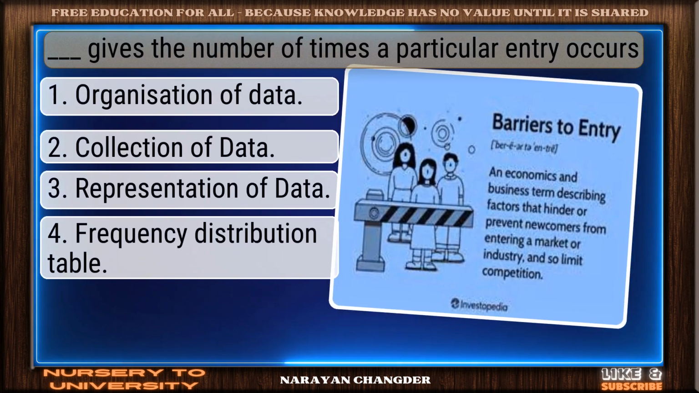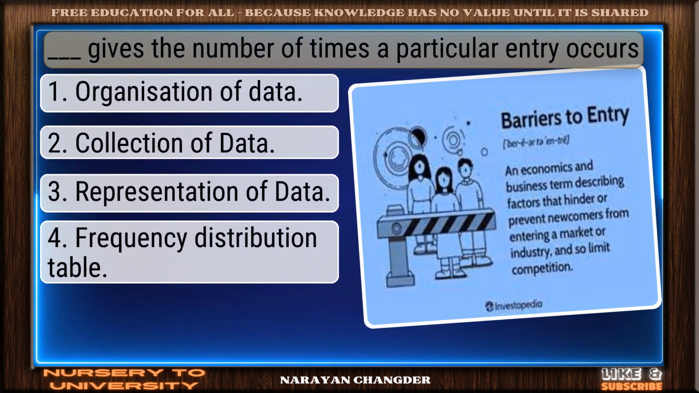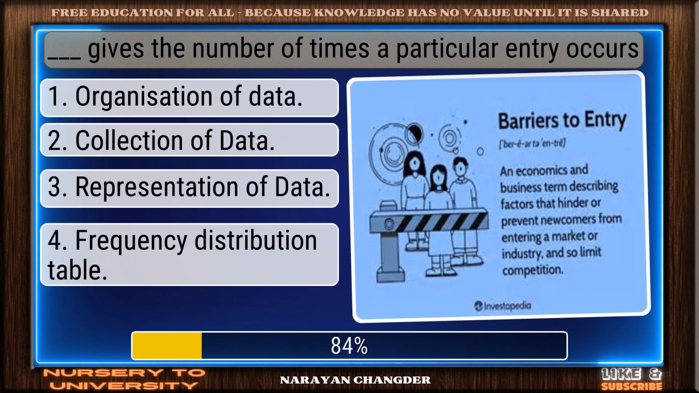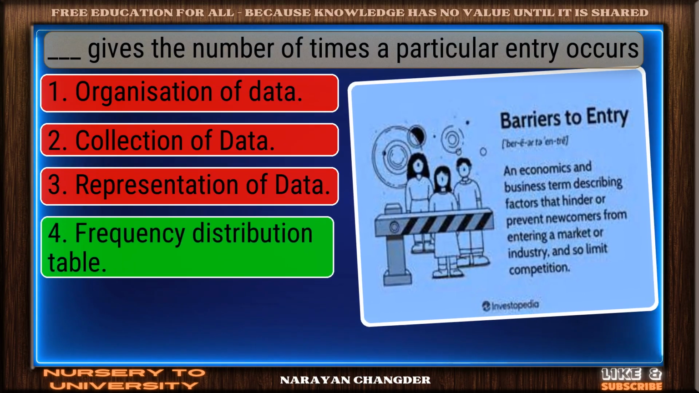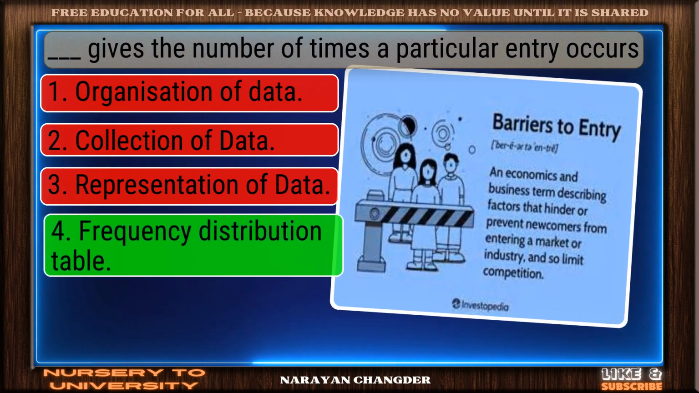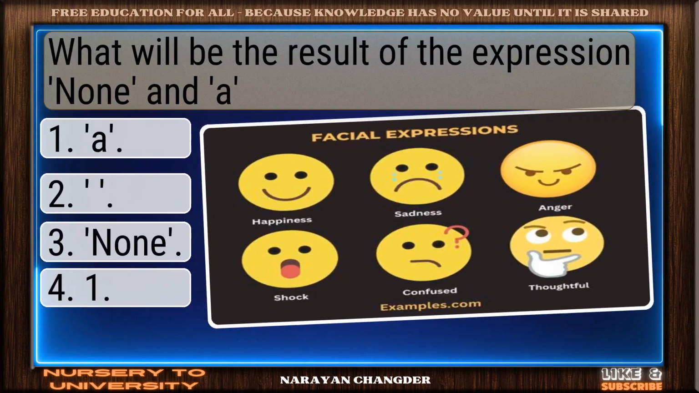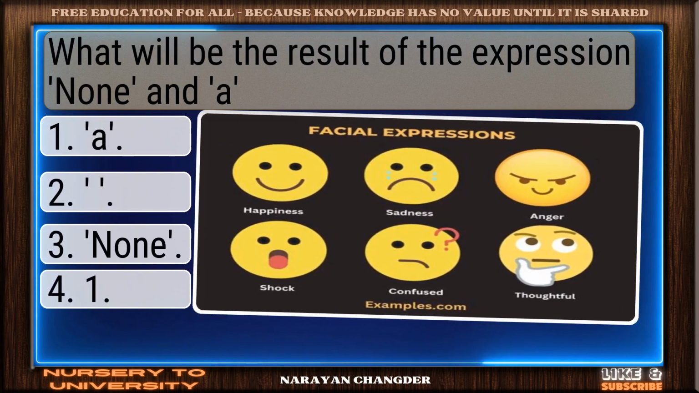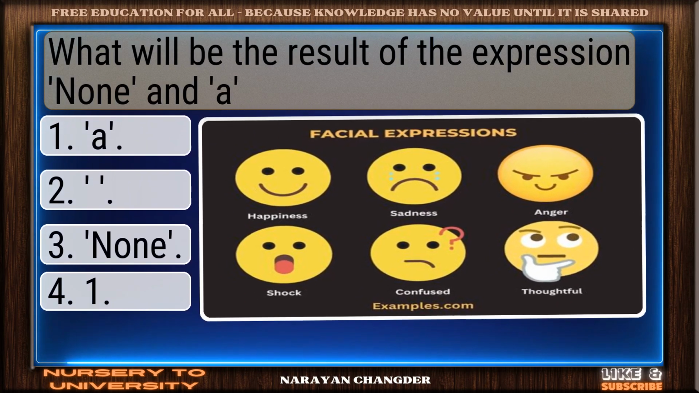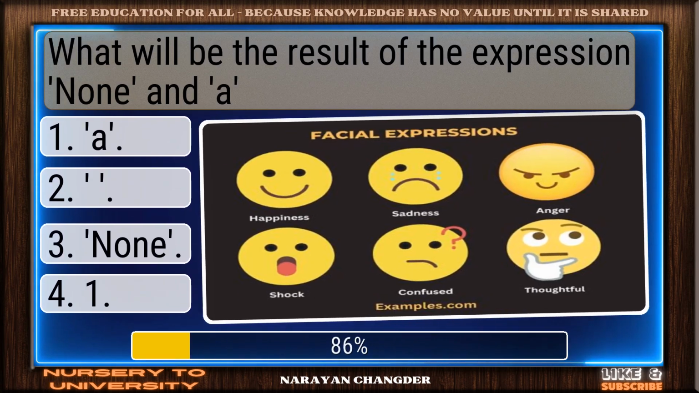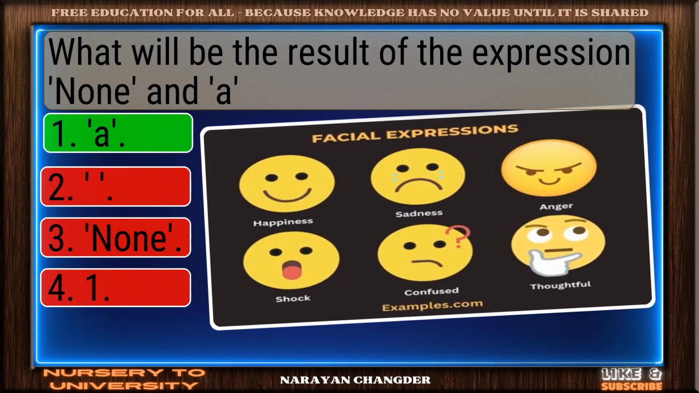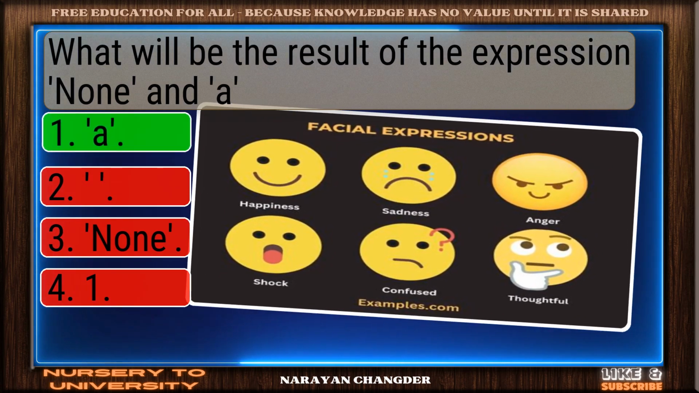Dash gives the number of times a particular entry occurs. Excellent choice. Frequency distribution table is the right answer. Question number 139. What will be the result of the expression known and. Solid response. A is a valid choice.